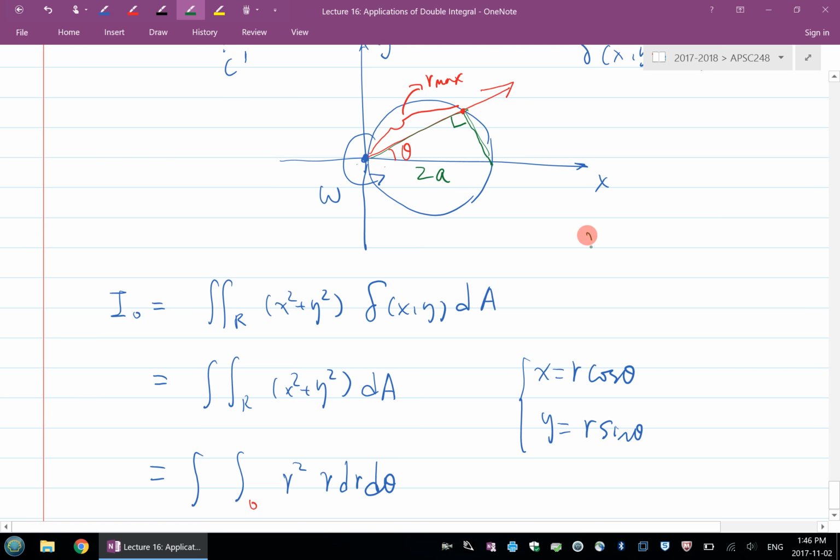So your R max, that quantity: cosine theta equals R max over 2a. So R max equals 2a times cosine theta. This is how you find your R max, and then you put it here for your R max.